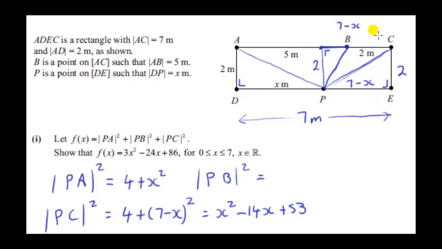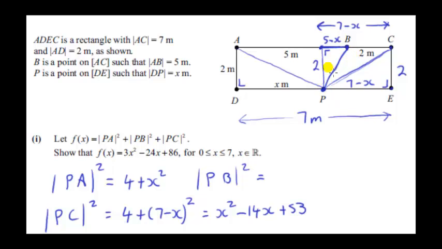Well, we have the distance of P to E at 7 minus x. And we have the distance of B to C, which is 2 meters. So it's 7 minus x minus 2. 7 minus x minus 2 is 5 minus x. Okay, and if you check this, if you add 5 minus x onto 2, you get 7 minus x. The distance from here to here is 7 minus x, the same as from here to here.